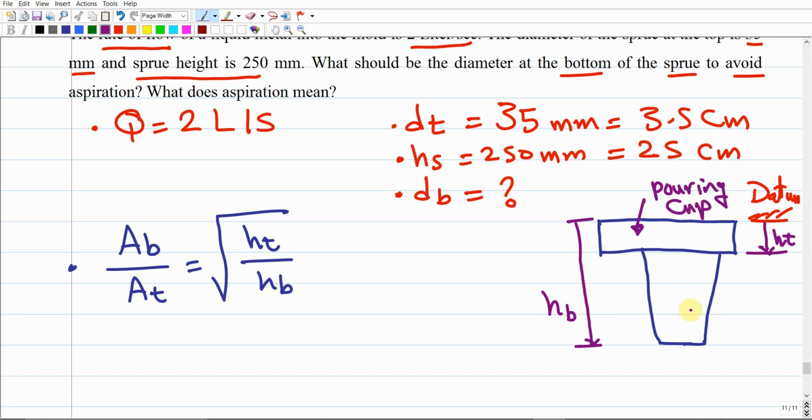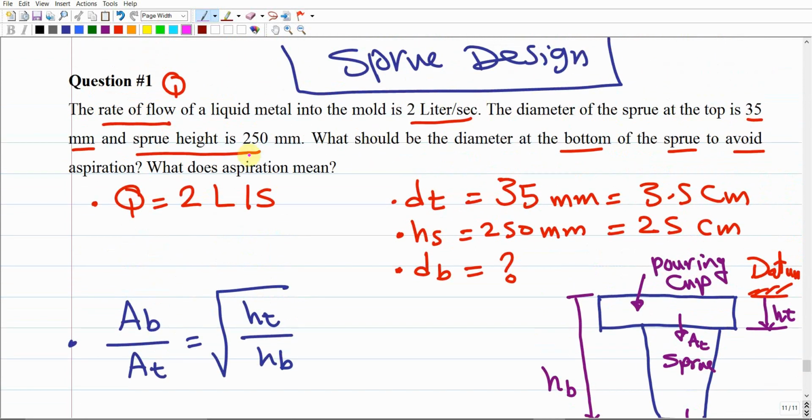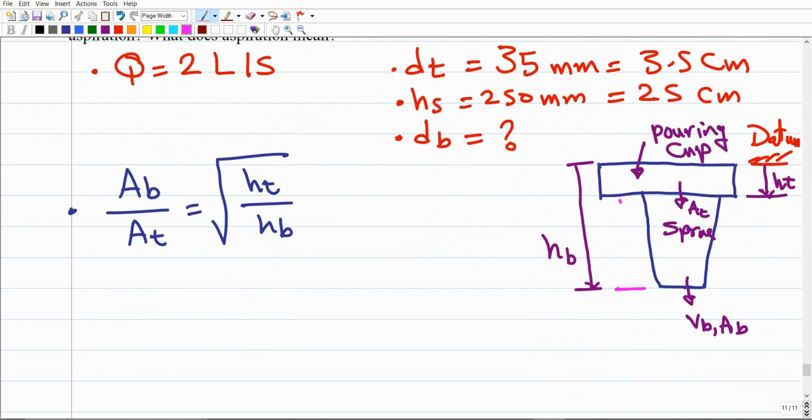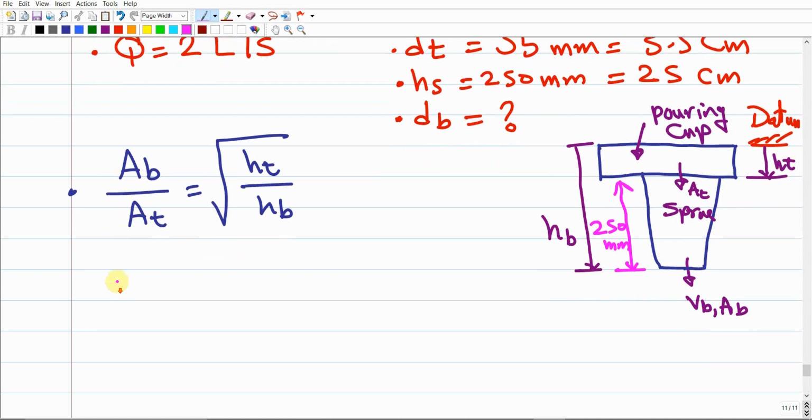right? And this should be the sprue. And here this is the AT and VT, and here the VB and AB, which is the velocity at the bottom and the area, the bottom area of the down sprue, right? And he gave us here, as one of the given data, that the height of the down sprue is 250. It means that this height is already given as 250 millimeter. Make sense? So simply HB should be 250 plus HT. So we have to seek a value for HT. We have to find a value for HT.